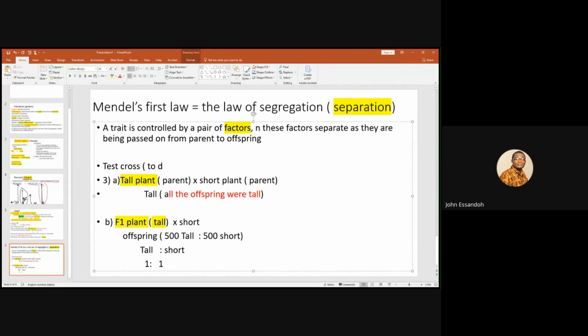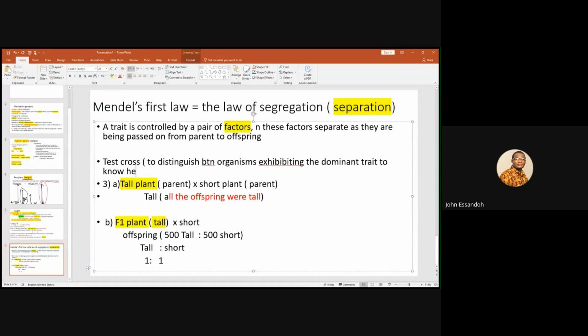So this means that we can use the test cross to do what? To distinguish between organisms exhibiting the dominant trait, to know whether they are pure tall or not. Are you with me?